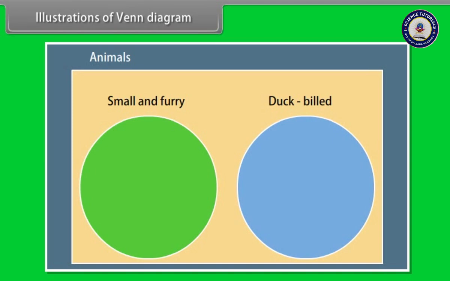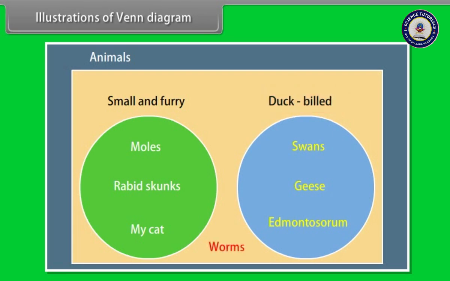Now we'll fill in or populate the diagram. Moles, rabbit skunks, and my cat are all small and furry. Swans, geese, and Edmontosaurus are all duckbills. Worms are small but not furry, and horses are furry but not small, and neither is a duckbill. However, they are animals. They fit inside our universe, but outside the circles.